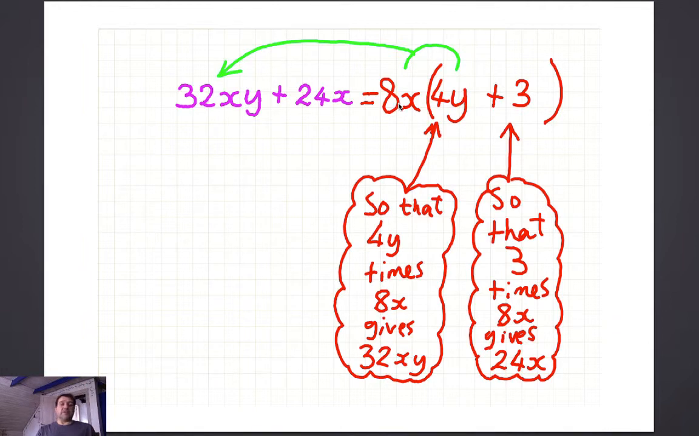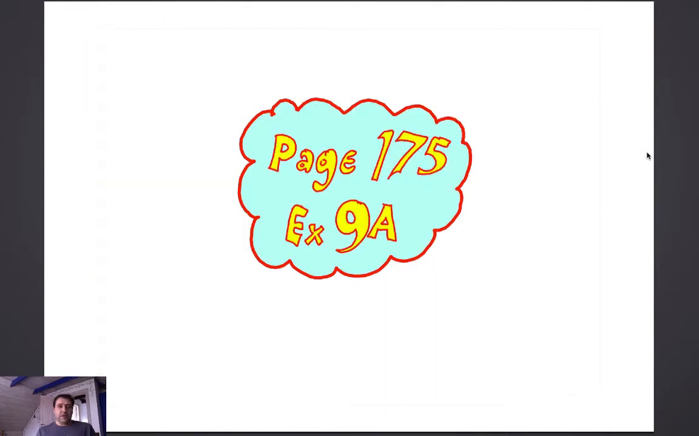And then I'm asking myself the question, what do I need in the bracket to multiply the 8x by in order to get the 24x? Okay, so 8x times 3 will give us 24x, so I put 3 inside the bracket. So we did some exercises on that, page 175, exercise 9a.